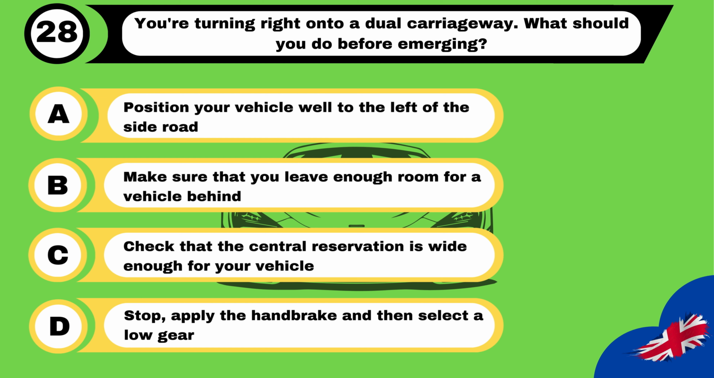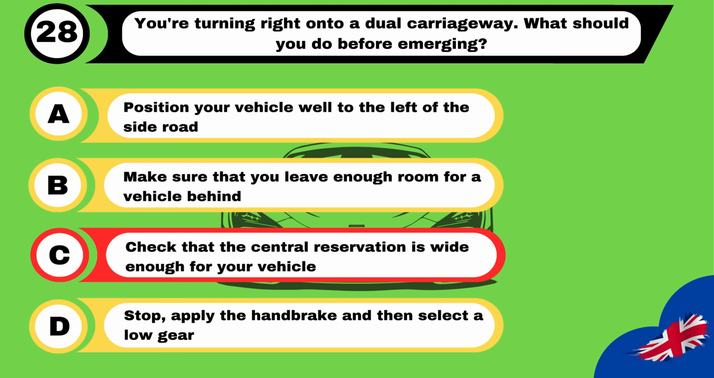A. Position your vehicle well to the left of the side road. B. Make sure that you leave enough room for a vehicle behind. C. Check that the central reservation is wide enough for your vehicle. D. Stop, apply the handbrake, and then select a low gear. The answer is C. Check that the central reservation is wide enough for your vehicle.